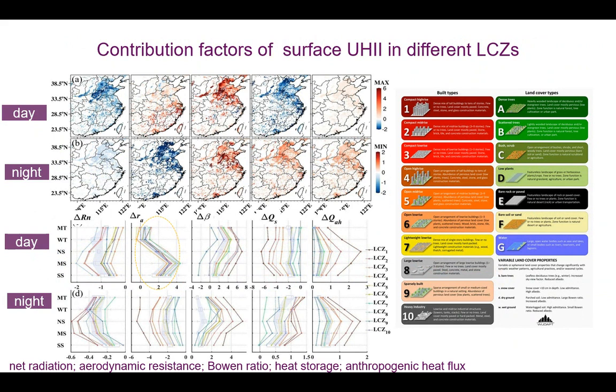For example, this is the aerodynamic resistance. It usually contributes more in the middle subtropical area and very little in the warmer temperate area. And usually the contribution of the isothermal heat flux will decrease as the local climate zone changes from compact high rise to sparse.